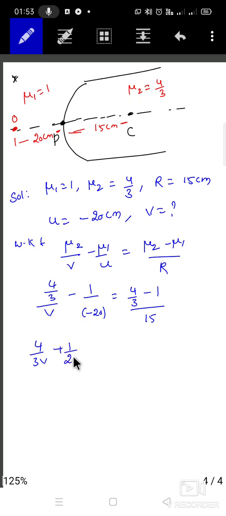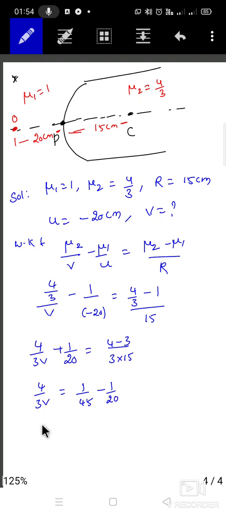This can be written as 4 by 3v, minus into minus plus 1 by 20, equals, taking LCM 3, 4 minus 3 by 3 into 15. So 4 by 3v plus 1 by 20 equals 1 by 45, and transferring to this side it becomes minus 1 by 20.